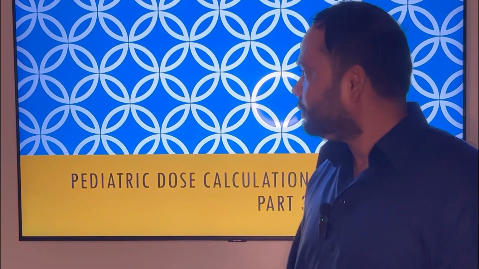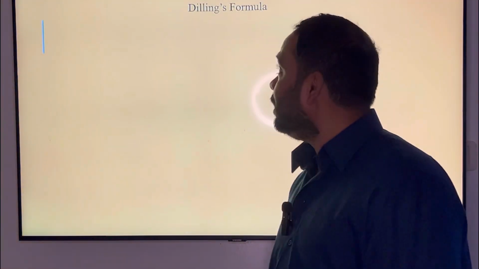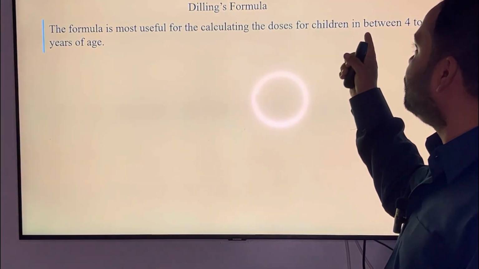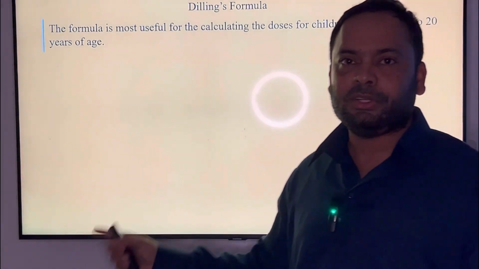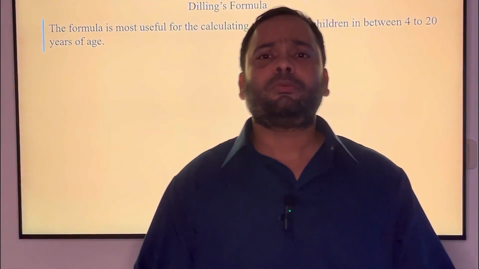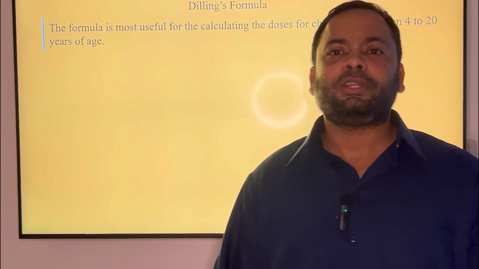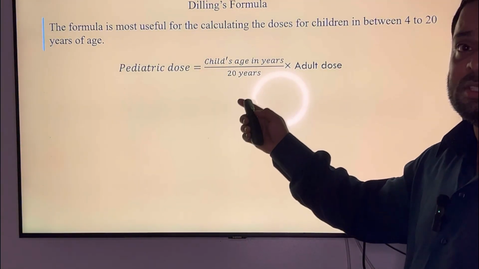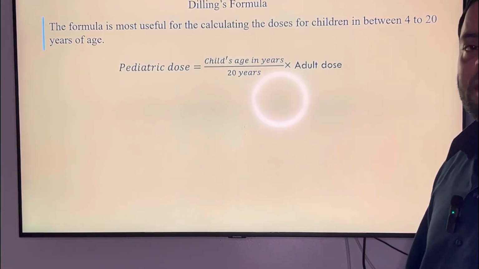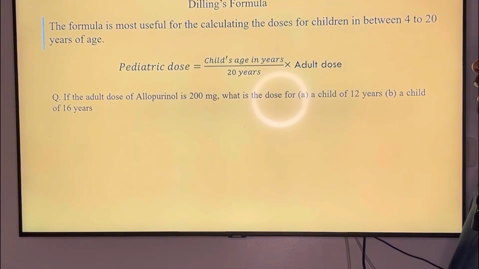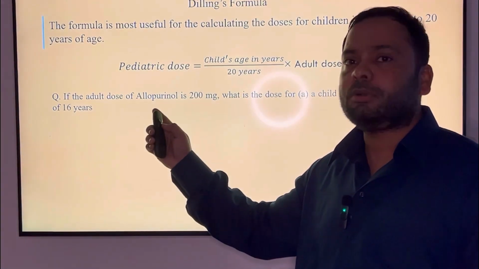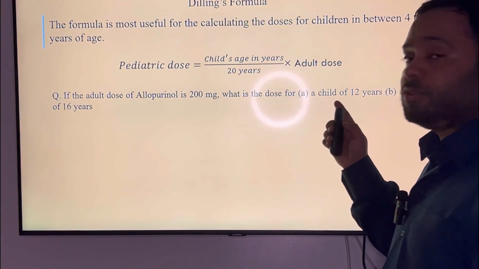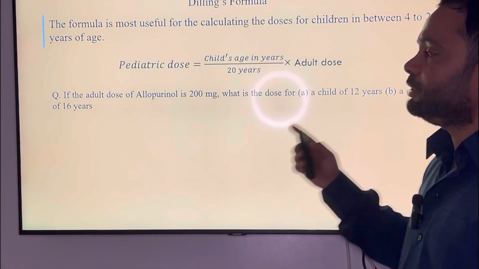Now, let's start. For Dilling's formula, this formula is useful for children between 4 to 20 years of age. It means we can use this formula for a child of 4 to 20 years. The formula is child age in years divided by 20, multiplied by the adult dose. Now, if the adult dose of allopurinol is 200 milligram, what is the dose for a child of 12 years and a child of 16 years?